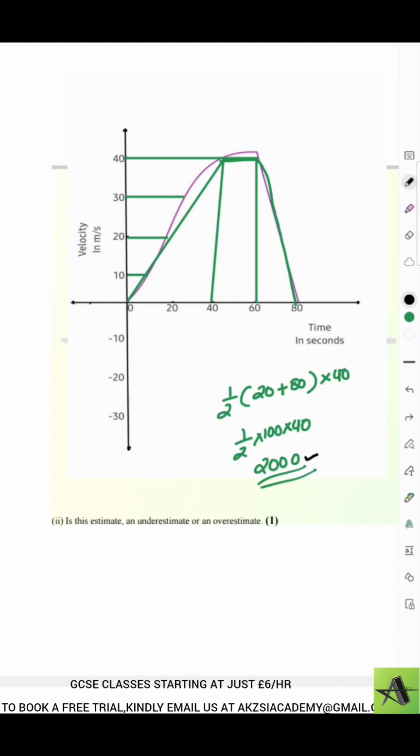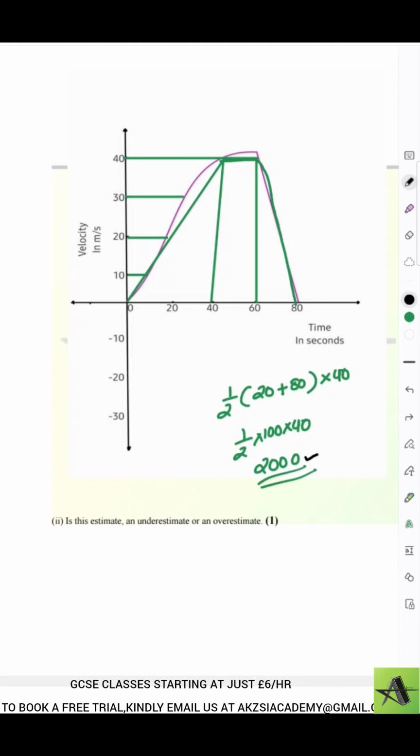This is the most common confusion. I'm a teacher with 7 years of experience, and I know many students feel stuck when they just have to answer whether it is an underestimate or overestimate. They get confused. You have to say underestimate or overestimate according to your answer. If your answer is lesser than the actual answer, which we can clearly see, that means you have calculated lesser. So what you have done is underestimated.